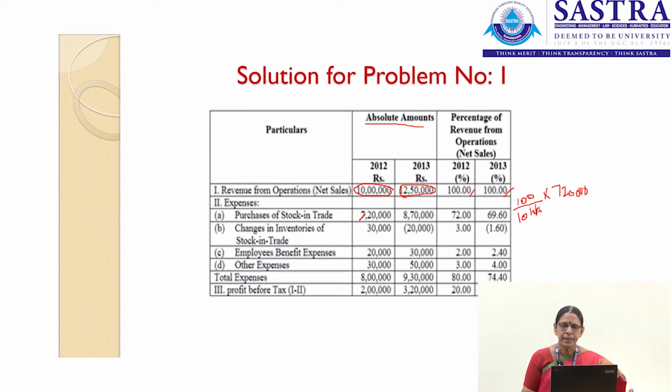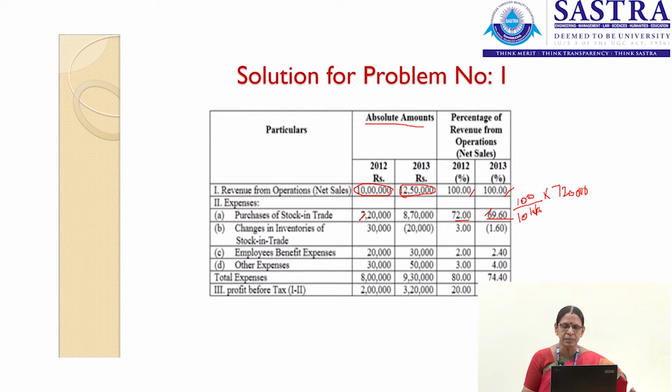The same way, 8,70,000 is calculated as follows. Say 12,50,000 is taken as 100, what is 8,70,000? So we will get 69.60. This implies that when we have 100% sales, we have 72% as stock and trade purchases. Same way in 2013, if 100% is the sales, we have 69.6 as your purchases of stock and trade. See to it, the proportion has decreased. We can also have a comparison over the past year also. Out of sales, we have 72%. Now it is only 69.60%. Next, changes in the inventories of stock and trade.